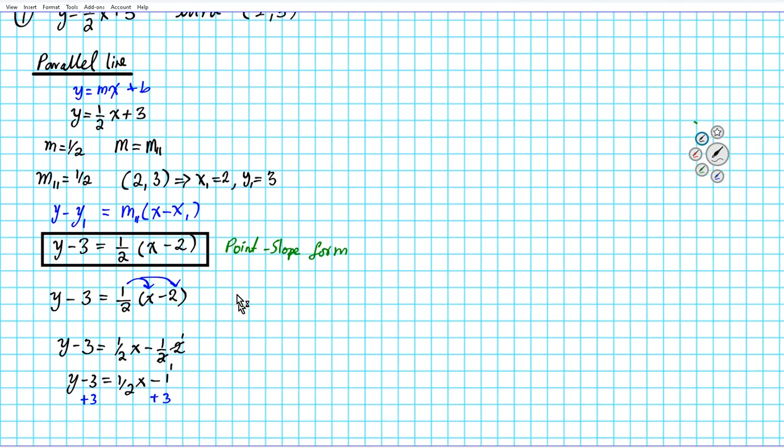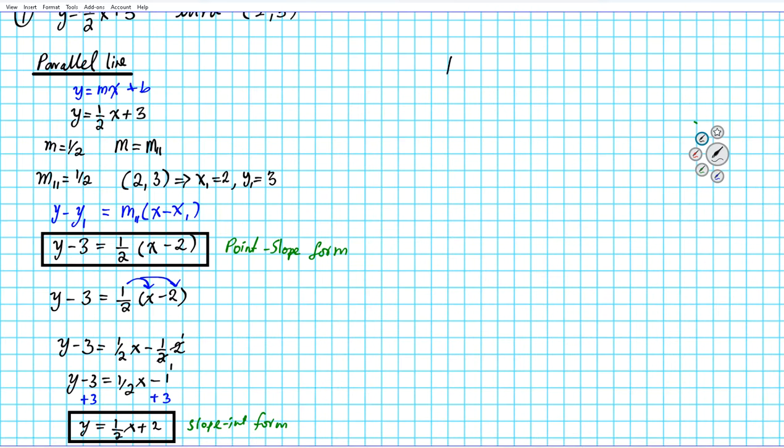So our final answer, y is equal to 1/2 x plus 2. This is the equation of the parallel line in slope-intercept form. Okay, so that's that for the parallel.